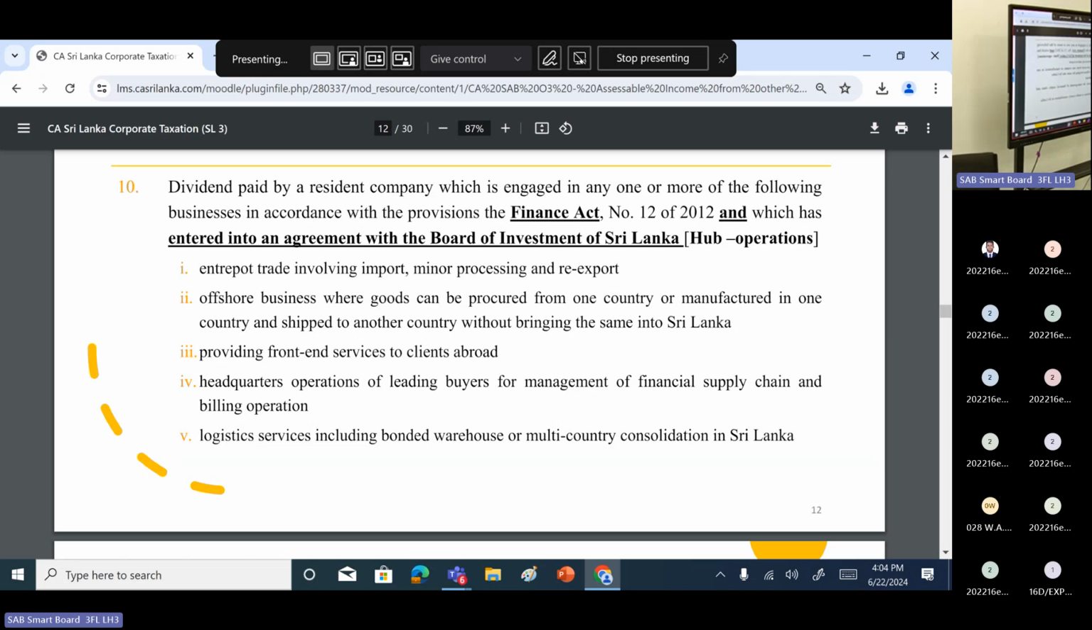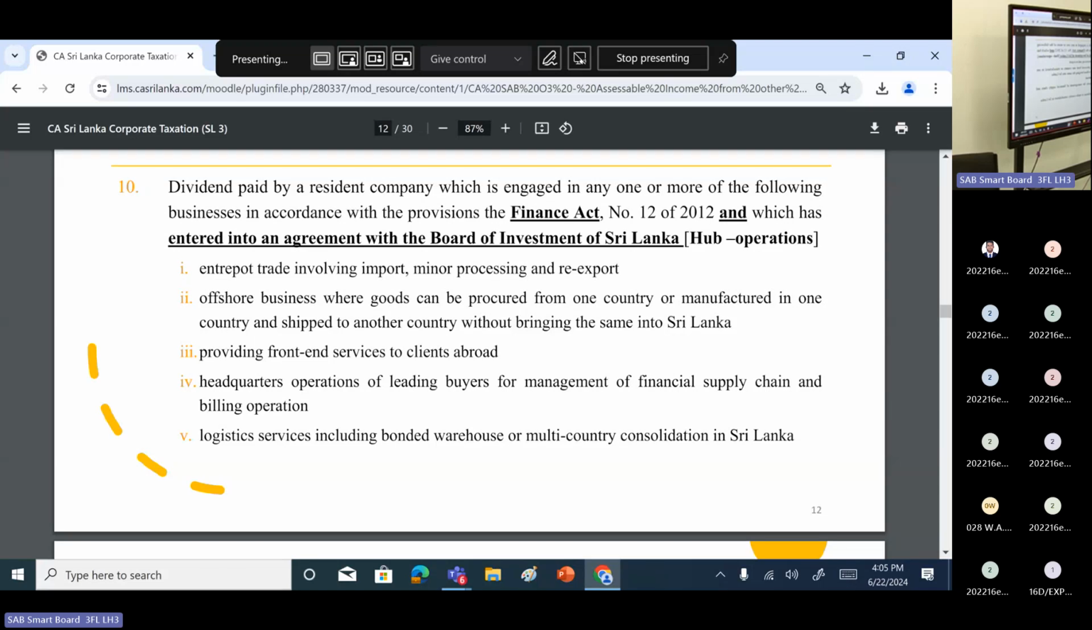Right? So this is coming under hub operation. Right? Previously, we had another. The legislature has issued a gazette notification for the hub operation. Under that hub operation, if somebody is getting dividend, that is also exempt. Export trade is only import, minor processing and re-export. Offshore business, where goods can be procured from one country or manufactured in one country and shipped to another country without link to Sri Lanka. That is called offshore business.